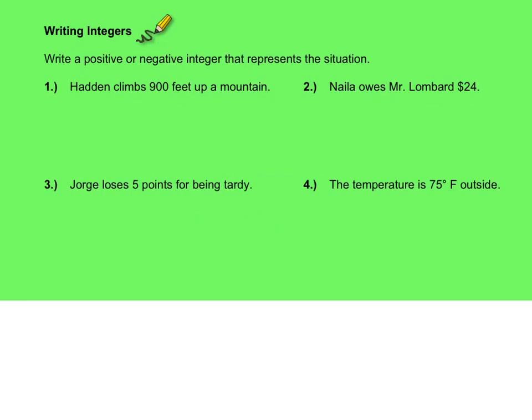Okay, here's our next part. We want to write a positive or negative integer that represents the situation. So here's our first situation. Hayden climbs 900 feet up a mountain. So this is up a mountain. We're going up, and that tells you that we're going in a positive direction. This word, up, is telling us this would be positive 900. So you could write plus 900. However, when you're writing integers, you never write the plus sign, so we would actually just write 900, and that's positive. Okay?